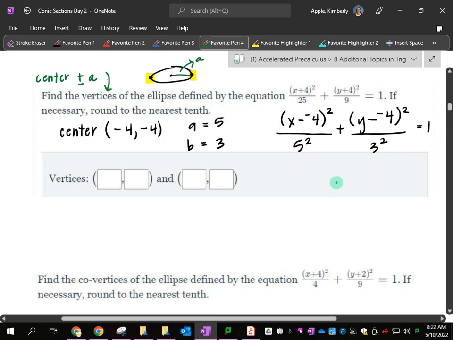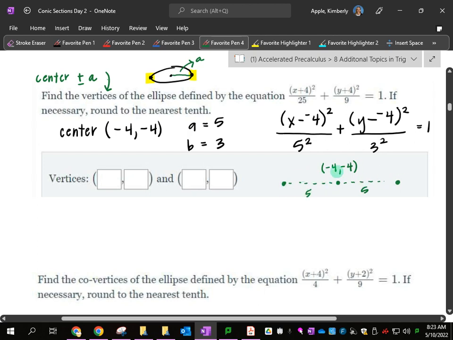So you know how I like to make sketches here. This is the center located at -4, -4. And then I have a vertex to the left and a vertex to the right. How do I know that? Because it's horizontal. We just talked about that right here. And I know that this distance right here is A units, which is 5. It's going to be 5 this way, and so it's going to be 5 this way.